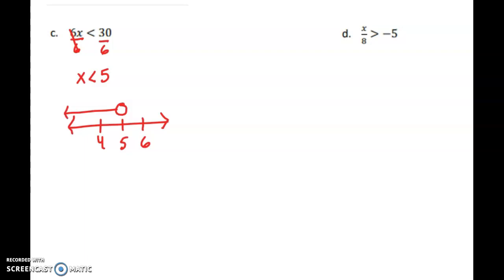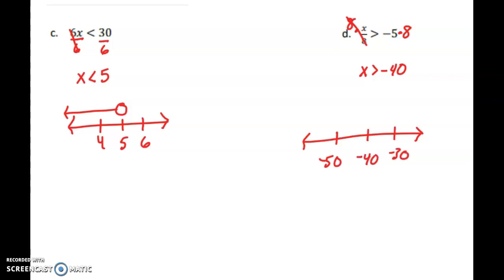All right, over here on D, we have x divided by 8 is greater than negative 5. So to move the 8, the inverse of dividing is multiplying. So we're going to multiply both sides by 8. So I get x is greater than negative 40. When I do that, I'm just going to go by tens maybe, negative 50, negative 40, negative 30. You don't always have to go by ones. You can though. It's an open circle at negative 40 because greater than is open, and it's then going to point to the right because as you go to the right on the number line, the numbers get bigger.